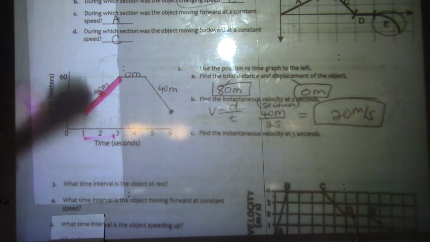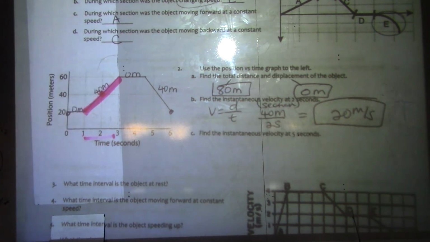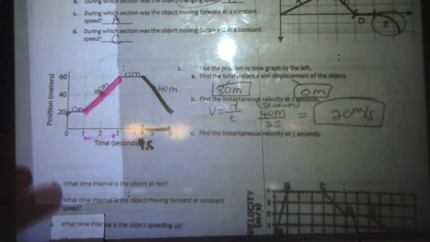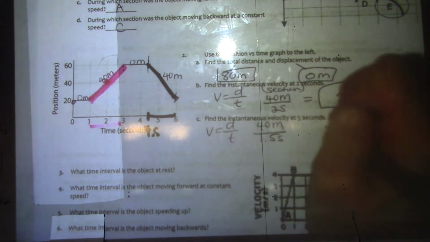Now, similar thing, now I'm looking at 5 seconds. So 5 seconds, that looks like it's 4.5 to 6. So I've gone 40 meters, and 4.5 to 6 would be 1.5 seconds. So V equals D over T. Still 40 meters, but now I'm doing this in 1.5 seconds. And divide that, and you get 26.67 meters per second. You'll notice this is a faster speed. It's a little bit steeper in this section than it was here.